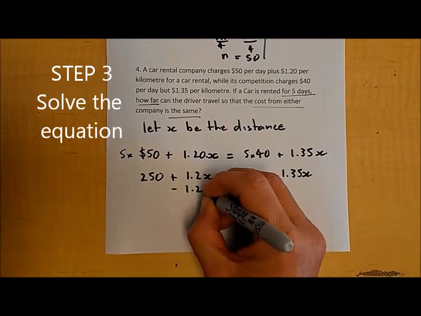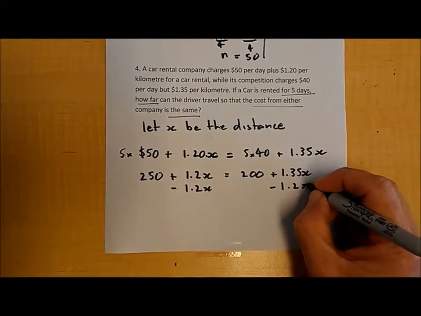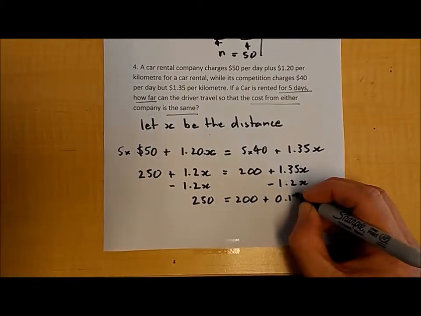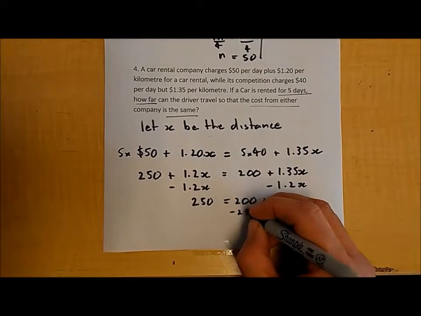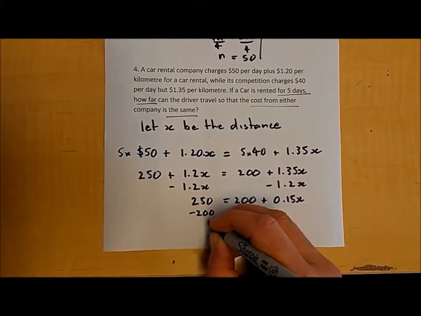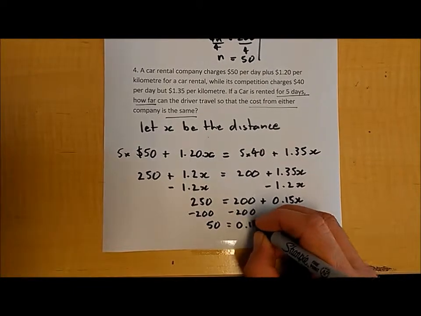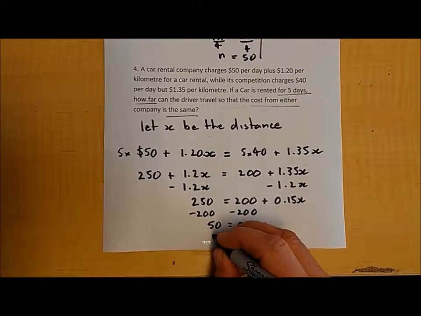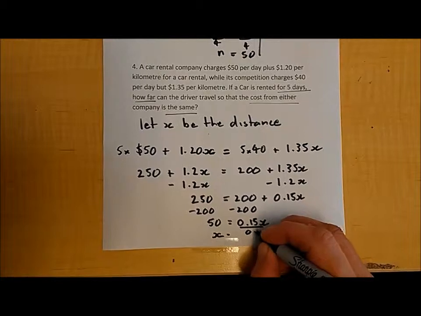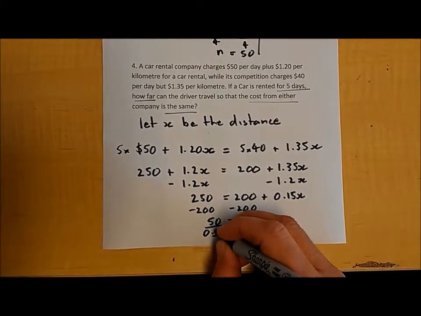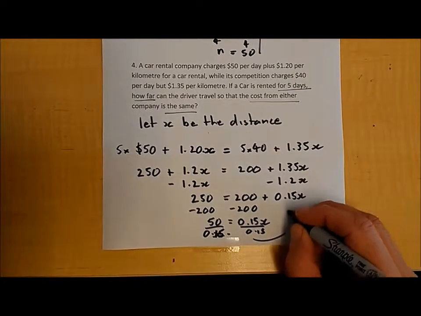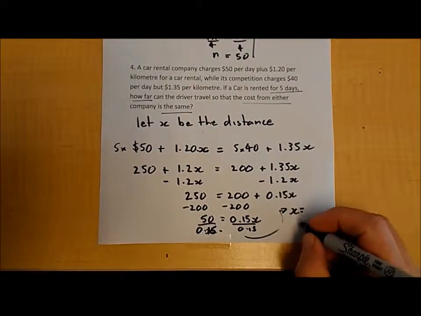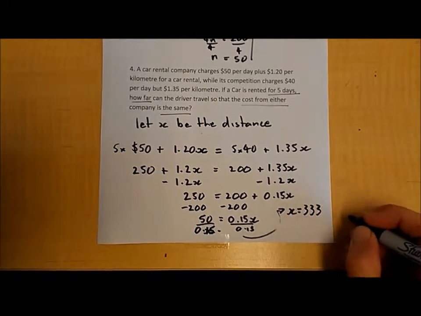Again, we bring our pronumerals even to the same side. So we get 250 is equal to 200 plus 0.15x. We then subtract the 200. 50 is equal to 0.15x. And then finally, we divide by the 0.15. Running out of room. Divide by that. And that'll give me as my answer, x is equal to 333 when you round it off.